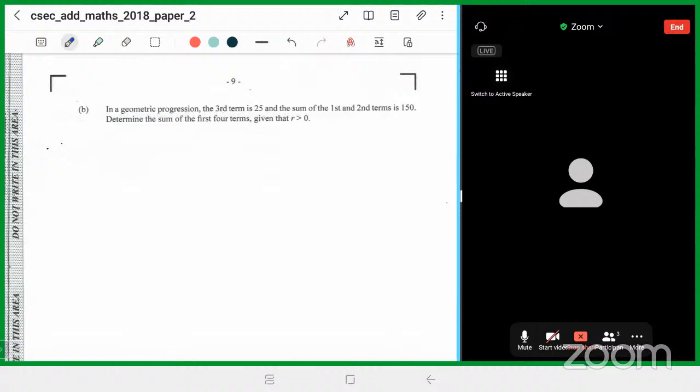So R equals 1/6. Yes, I'm going to work it out and finish it now. We must determine the sum to four terms. After I get the R, you can use that to find the A.